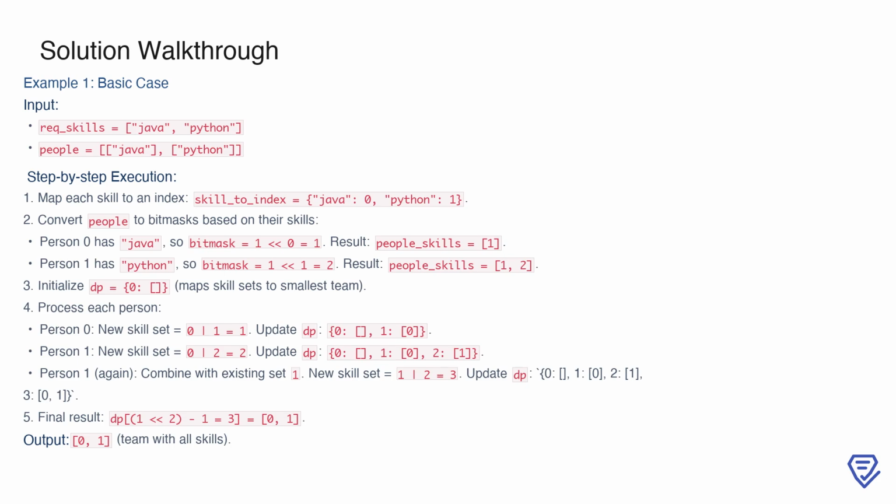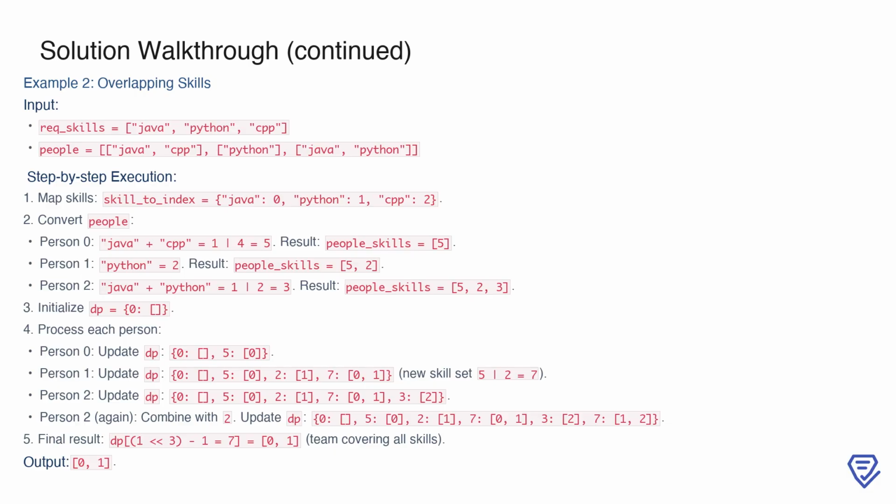We then initialize a dictionary DP to track the smallest team for every skill set. Initially, it starts with 0, meaning no skills require no team. As we process each person, we update the dictionary. For example, when processing person 0, their skill set is combined with the current skill set, updating DP to include 1: [0]. Continuing this for person 1, we update DP further, and eventually, we reach the final skill set where all required skills are covered. The result is the smallest team, [0, 1], which includes both people.